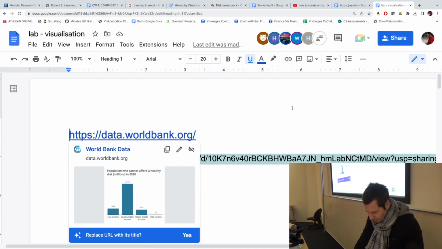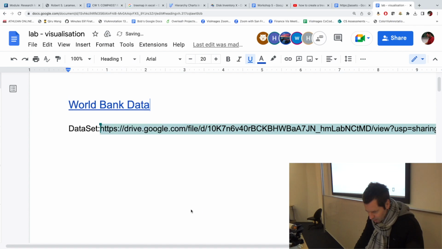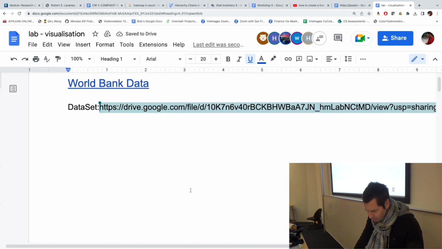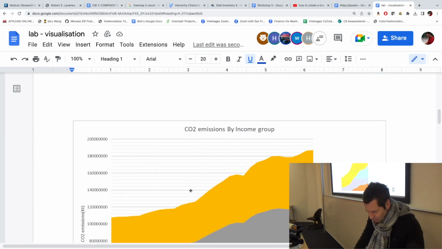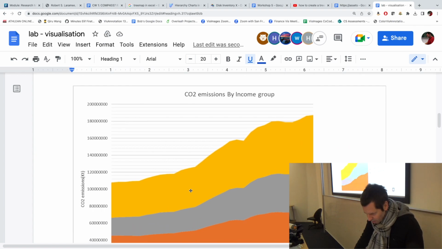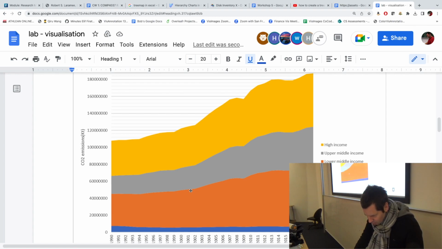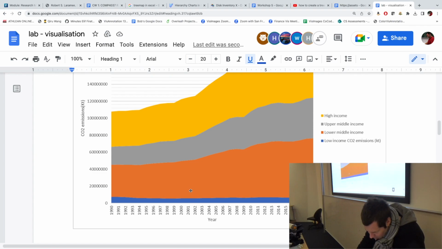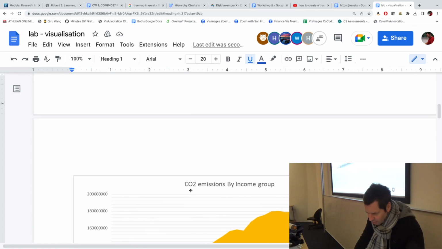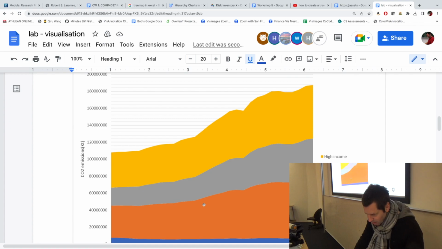It would be good to have a description of the data somehow, like the number of rows, the number of columns, what the data is, CO2 emissions by income group. Okay, that's interesting. Low income CO2. Okay, that's interesting. It would be nice to have a little bit more of a description of what that data is. But this looks like an interesting area chart.